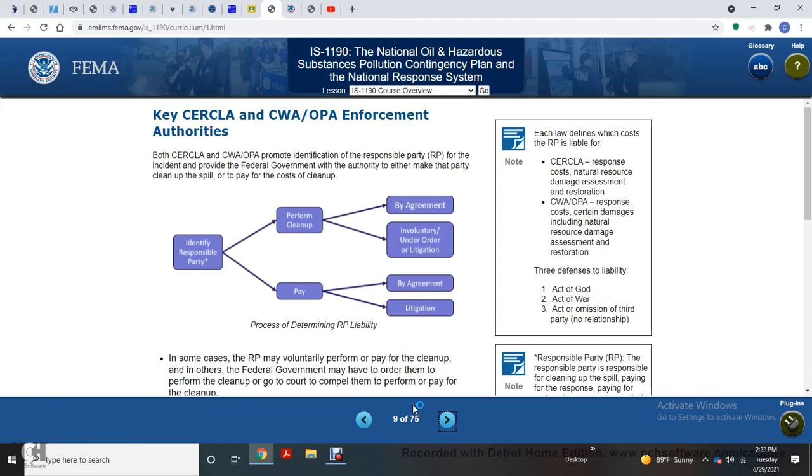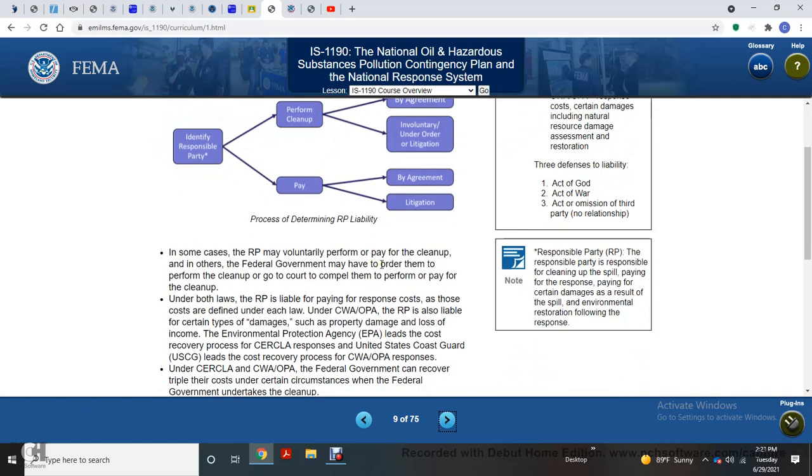CERCLA, the Clean Water Act, and the Oil Pollution Act: enforcement authorities. Both CERCLA and the Clean Water Act and Oil Pollution Act promote identification of the responsible party, partly as an incentive, and provide the federal government authority to make the responsible party clean up the spill or pay the cost of the cleanup. The responsible party may perform the cleanup by agreement, voluntarily, or through litigation, or pay by agreement or litigation. In some cases, the responsible party might voluntarily perform or pay for the cleanup, and in others the federal government may issue an order to perform the cleanup and compel payment for the cleanup.